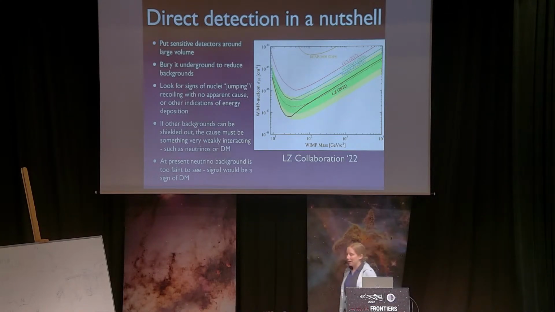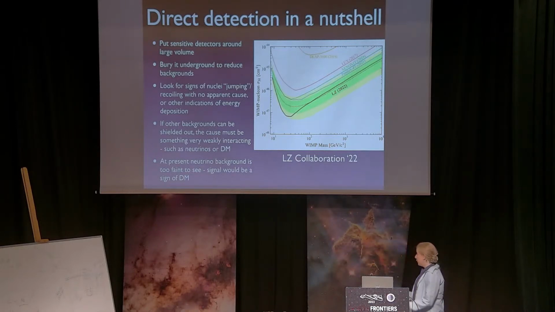We think we know what the background should be from solar neutrinos. That's called the neutrino fog. Current generation dark matter experiments are not yet at the point where neutrinos are the major background. In 10 years, that story might change. So the hope then is that if we see a signal, that would be a sign of dark matter.